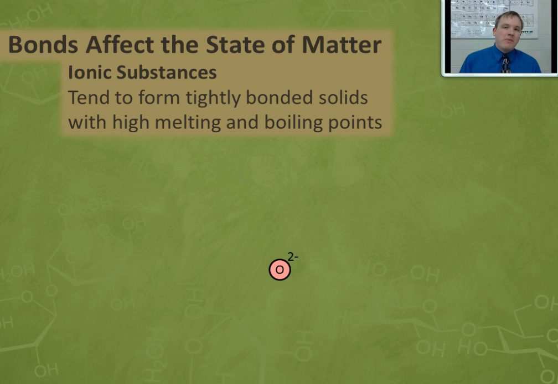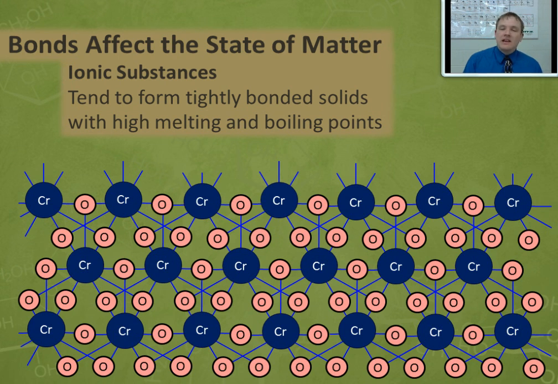Now, when you have this 2- charge tugging on positive ions in all directions, and that 6+ charge tugging on negative ions in all directions, this substance is going to bond together very, very tightly to make a crystal solid substance. Ionic substances, without exception, tend to form tightly bonded solids, and they generally have very high melting and boiling points. Do you understand why these substances form solids? It's because each individual unit of the substance, the ion, pulls very strongly on other ions in all directions. It pulls the substance together very tightly. It packs it together. It can't be anything but a solid.